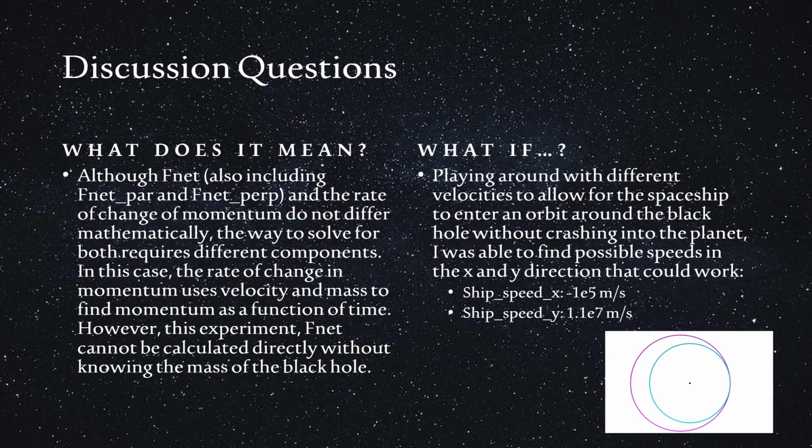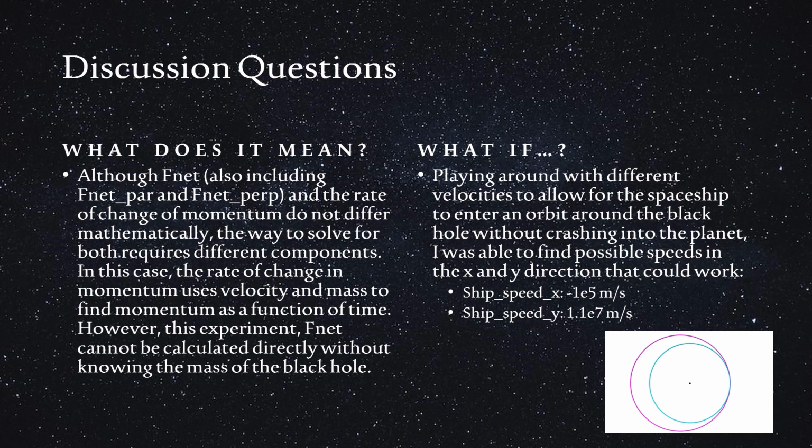These are the discussion questions of this lab. What does it mean? Although F net, including F net parallel and F net perp, and the rate of change of momentum do not differ mathematically, the way to solve for both requires different components. In this case, the rate of change of momentum uses velocity and mass to find momentum as a function of time. However, in this experiment, F net cannot be calculated directly without knowing the mass of the black hole, which we found in part 1.